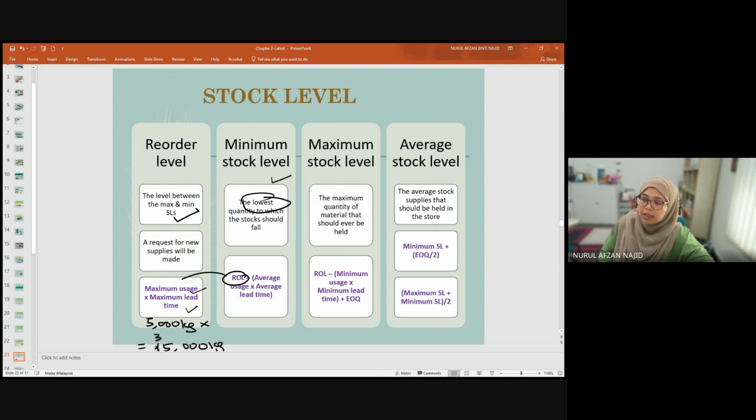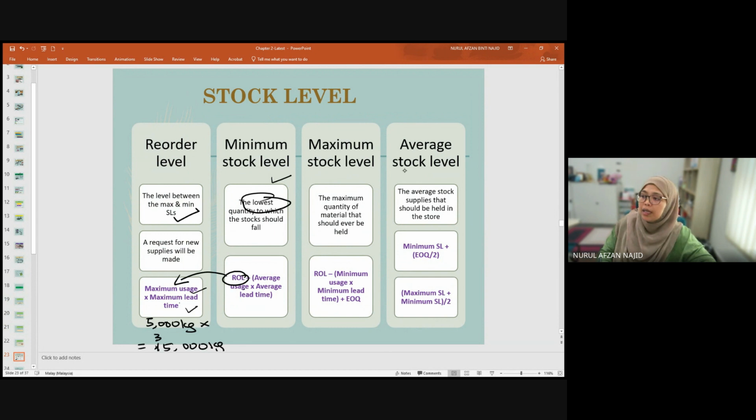ROL adalah yang ni. So kalau you salah yang ni, dia akan effect. Nampak ROL dia semua kat sini. Okay. So kalau salah sini, you akan effect kat sini. So ROL tolak average usage darab average lead time. Okay, you tahu dia punya formula dulu sebab slide lepas ni adalah contoh.